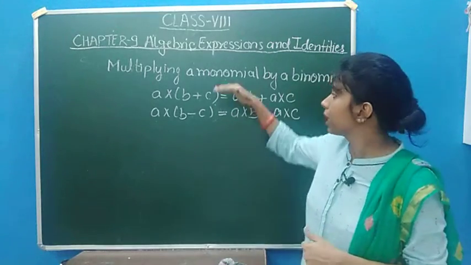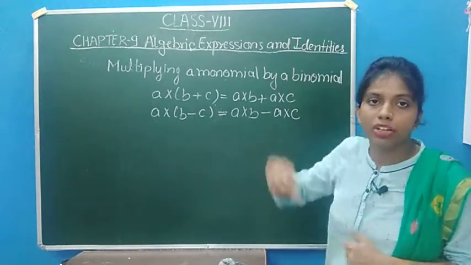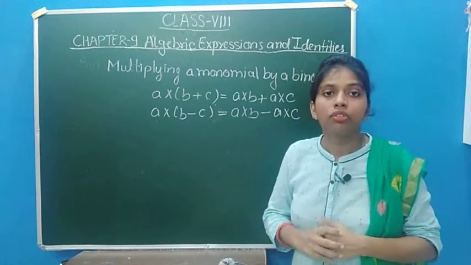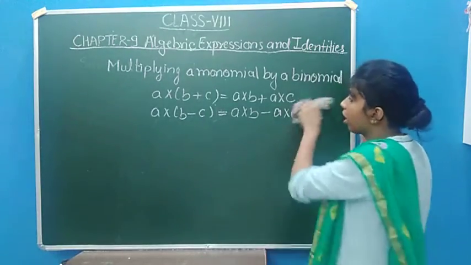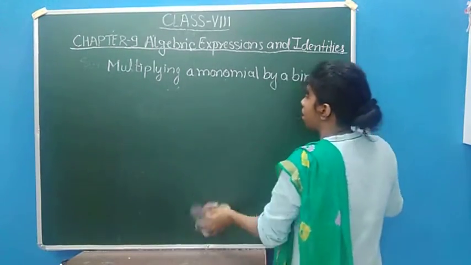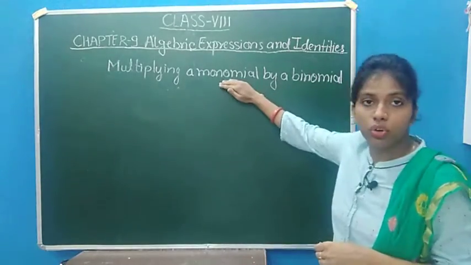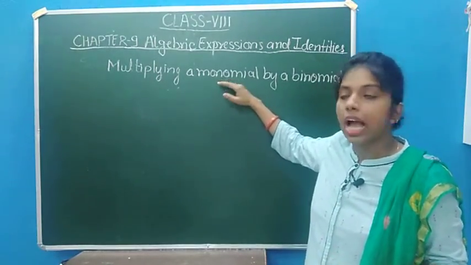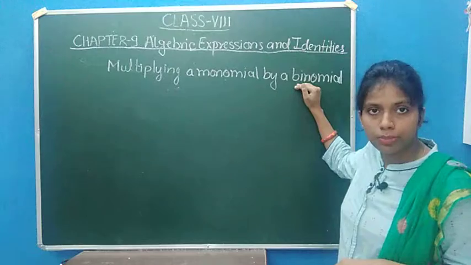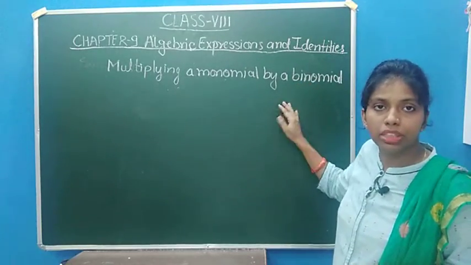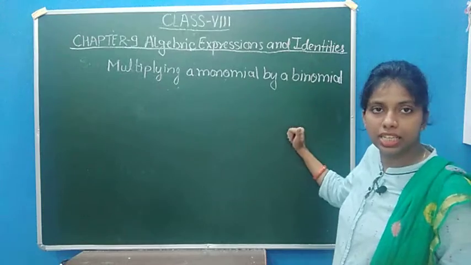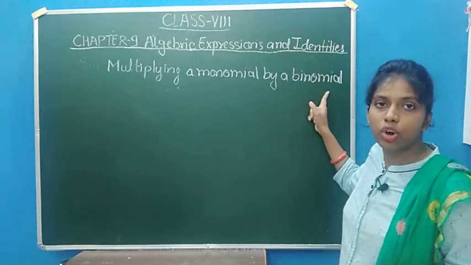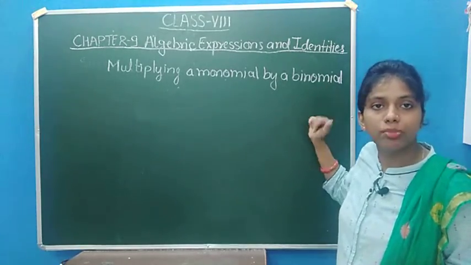So for the multiplication of a monomial by a binomial we are going to use this distributive property. I am going to explain with some examples. First, what is a monomial? A monomial is an algebraic expression in which we have only one term. And a binomial is an algebraic expression in which we have two terms.